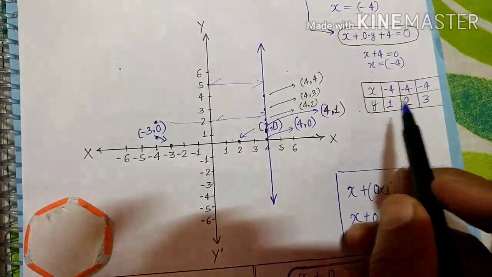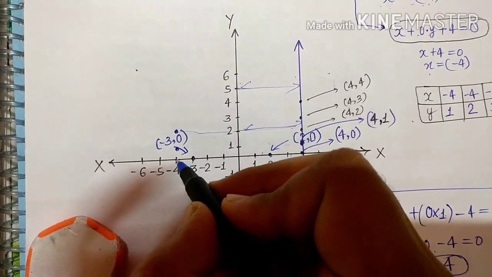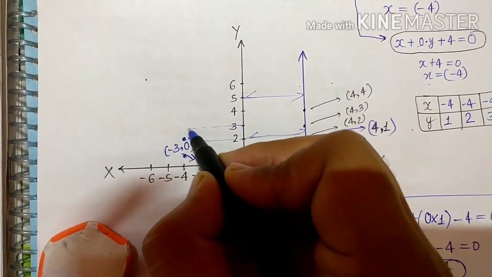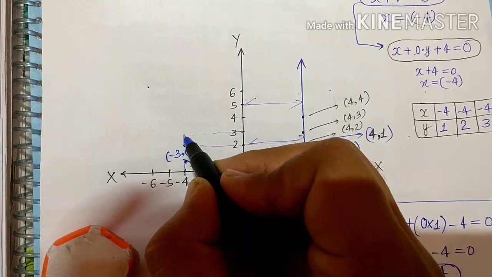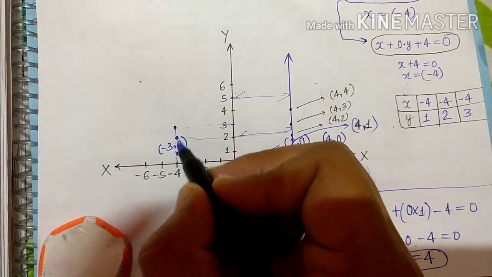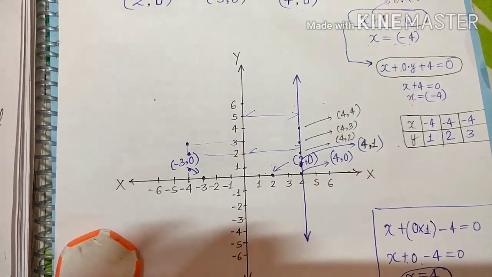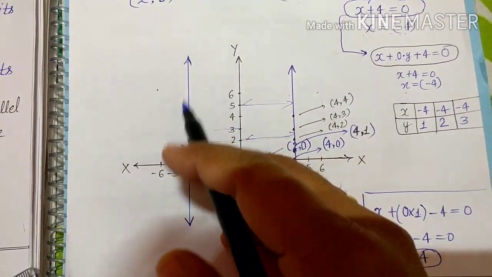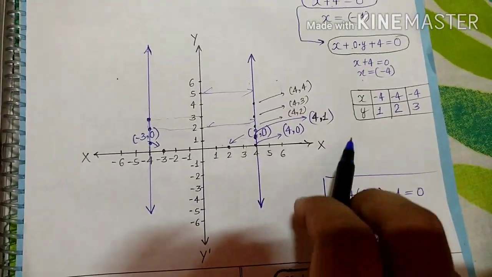Then minus 4 comma 3. So minus 4 is there on the x-axis, and where is 3? This one. So it will come here like this. It will go in a straight line. So these are the three points we got, and now we have to join these points. So let's join them. Now just check again, we get a straight line when we join these three solutions.